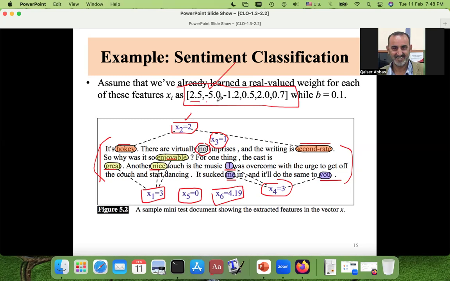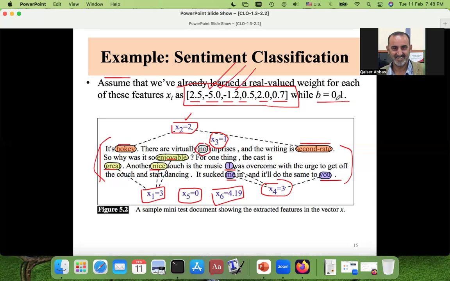This is W1, this is W2, this is W3, this is W4, W5, W6, according to the features X1, X2, X3. So you have to assume that we have the vector already, okay? Because we don't have a physical model here which we can train to see the optimal values for the vectors. So that's why it is given to us. And the bias that we are going to use is 0.1, okay? 0.1, not 0.5, not 1, 0.1. Now you have the xi, you have the wi's, and you have the bias, and you have the equation.